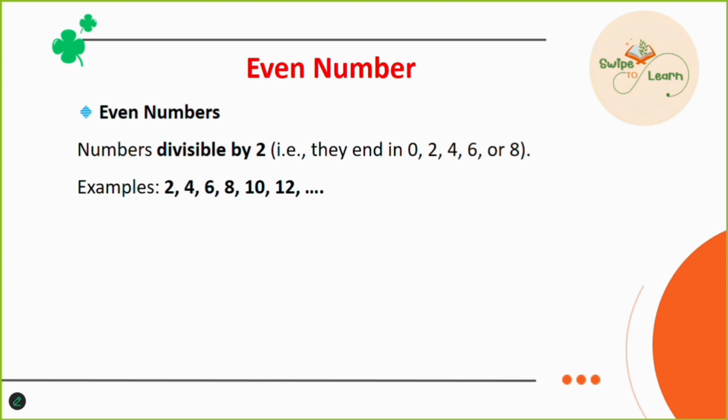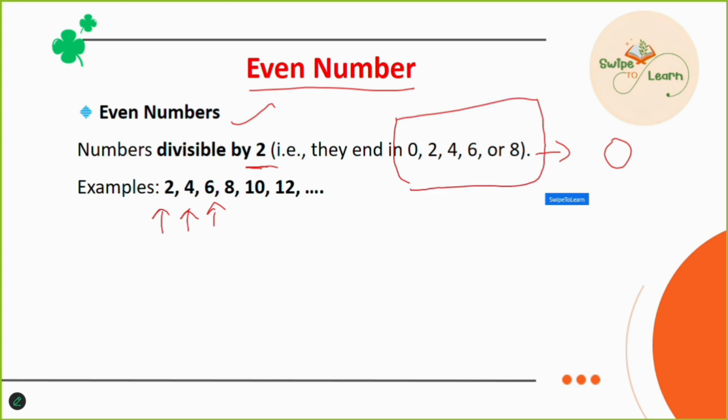Next, talking about even numbers. Numbers play a huge role in reasoning. We know that an even number is one which is divisible by 2. If the remainder is 0, we say that it is an even number. You can easily identify even numbers. They are multiples of 2: 2, 4, 6, 8, and 10. Whatever ends with 0, 2, 4, 6, and 8 is considered an even number.